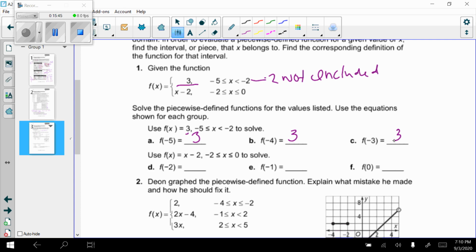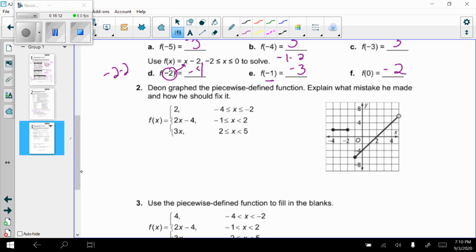equation, x minus 2. So they want to know, what does y equal when x is negative 2? So plug negative 2 in for x. Negative 2 minus 2, negative 4. Here they want to know, what does y equal when x is negative 1? So plug negative 1 in for x. Negative 1 minus 2, we get negative 3. And finally, if I plug 0 in for x, 0 minus 2, negative 2.